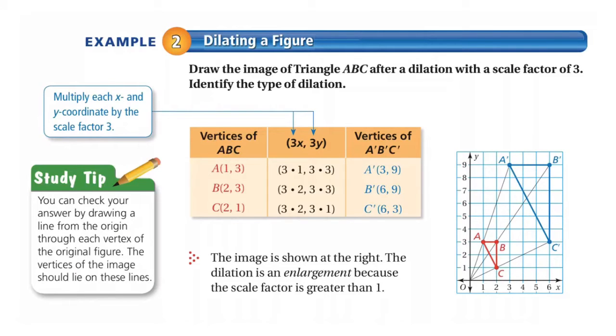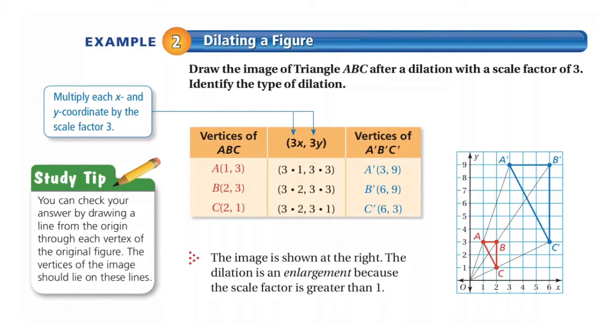In example 2, dilating a figure. Draw the image of triangle ABC after a dilation with a scale factor of 3, and then identify the type of dilation. Well, identifying the type of dilation will be easy because the scale factor is larger than 1, so it is an enlargement. And then it says multiply each x and y coordinate by the scale factor of 3. So the original A was 1, 3. When we multiply the x and the y, each by 3, we get the A prime as 3, 9. 2, 3 becomes 6, 9, and C, 2, 1 becomes C prime, 6, 3. Just multiplying each x and each y coordinate by the scale factor of 3.